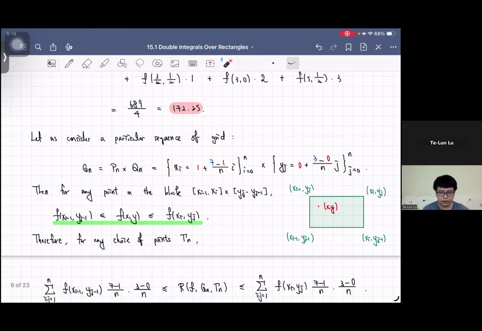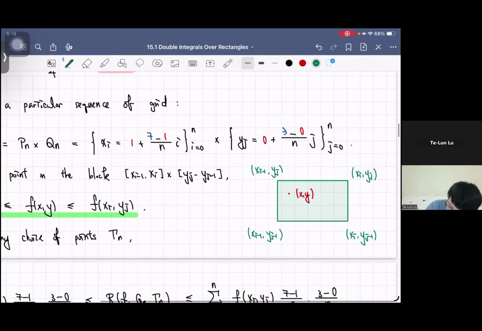So now let us try to estimate this particular integral. In a small region R_ij, the left bottom corner is (x_{i-1}, y_{j-1}), and you have the corresponding 4 corners. This is a particular grid cell, R_ij. Let me mention it here: it's R_ij.